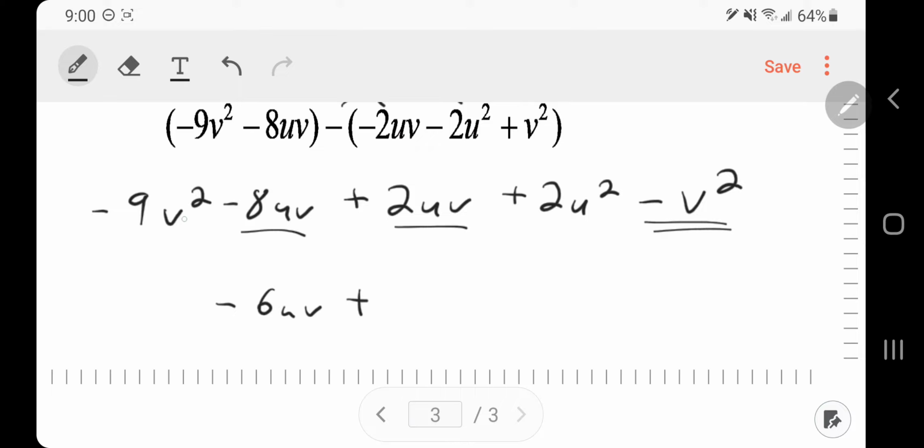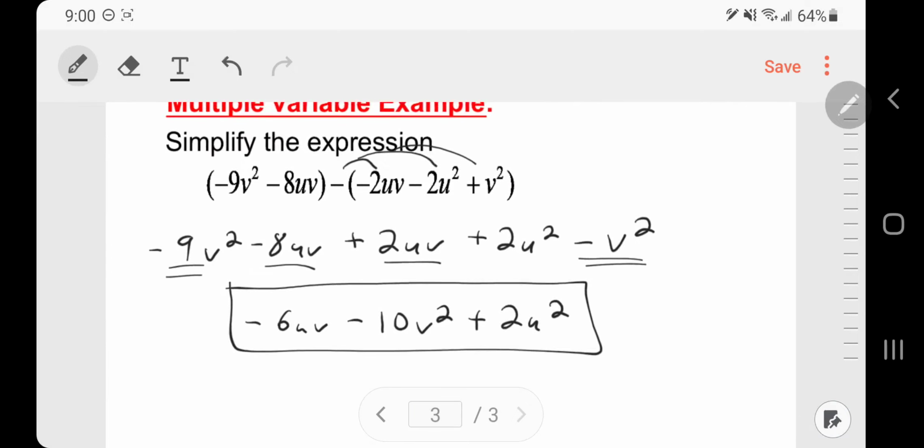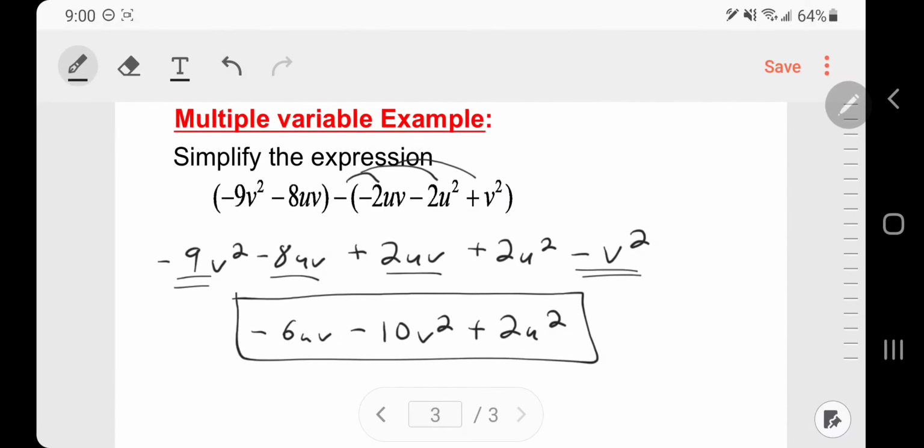I also have a negative 9v squared and a negative v squared, so that's going to give me a negative 10v squared. And then the only thing that doesn't have any like terms is this 2u squared, so I'm going to go ahead and bring that down into my answer. Okay, so again, you're just combining the like terms where you have them. If it's addition, you can just go ahead and start with combining like terms immediately. If you have a minus sign separating your two parentheses, then you'll have to distribute that negative sign into the second parentheses and then go ahead and combine your like terms.